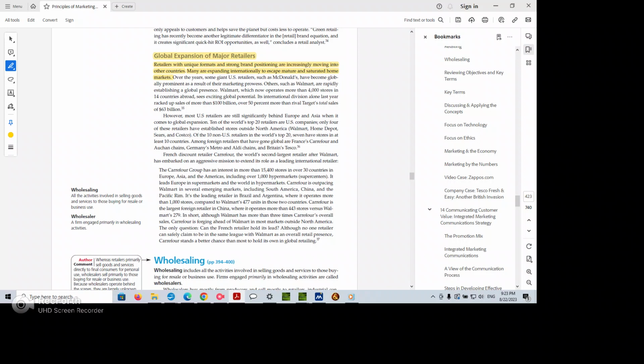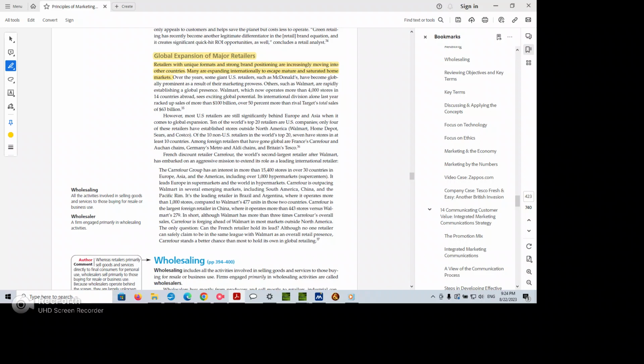However, most U.S. retailers are still significantly behind Europe and Asia when it comes to global expansion. 10 of the world's top 20 retailers are U.S. companies. Only 4 of those retailers have established stores outside of North America, such as Walmart, Home Depot, Sears, really? And Costco. All the top 10 U.S. retailers in the world's top 20 even have more stores in at least 10 countries. Among foreign retailers that have gone global are France's Carrefour and Auchan chains, Germany's Metro and Aldi chains, and Britain's Tesco.